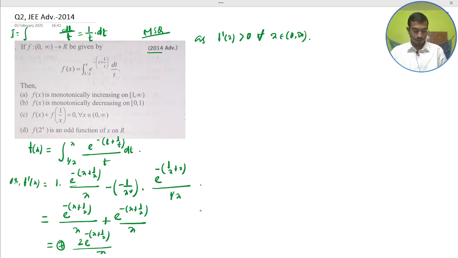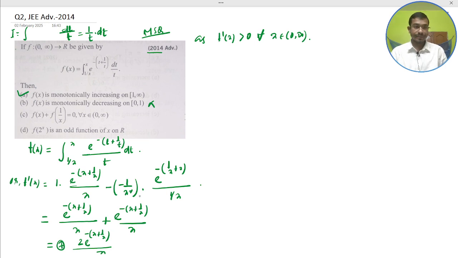Okay, so fx is monotonically increasing. We just discussed in a theory class what should be called monotonically increasing or decreasing, on 0 to infinity. So on 0 to infinity, this is monotonically increasing. So option A is correct. Option A is correct, monotonically increasing, and decreasing is not correct. B should not be correct, wrong.